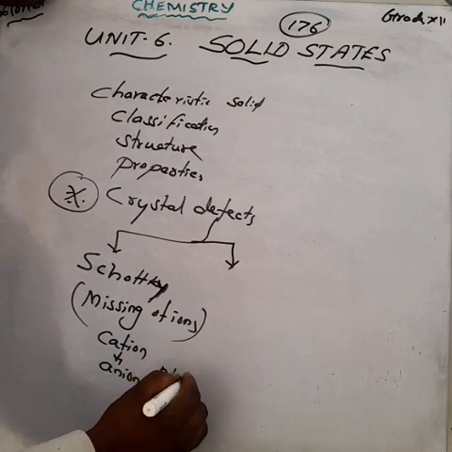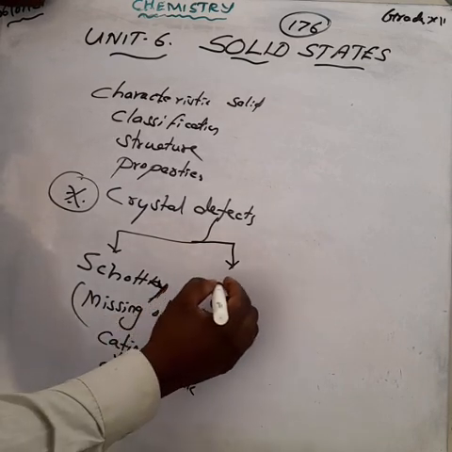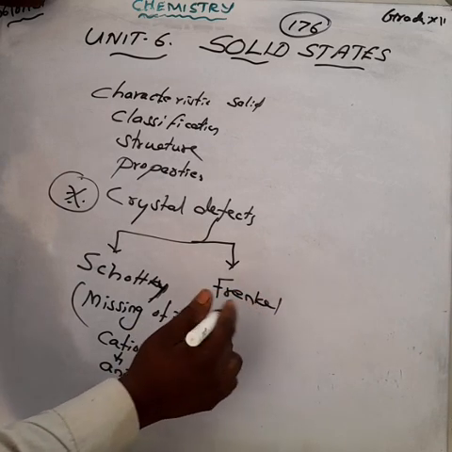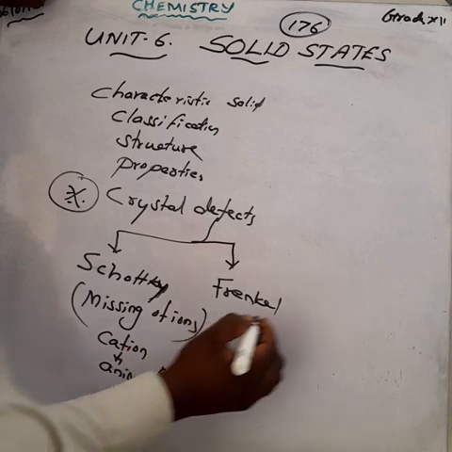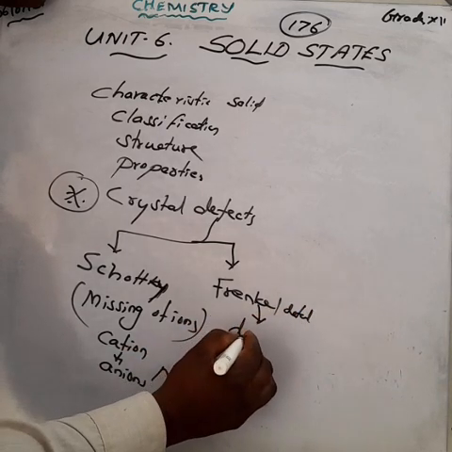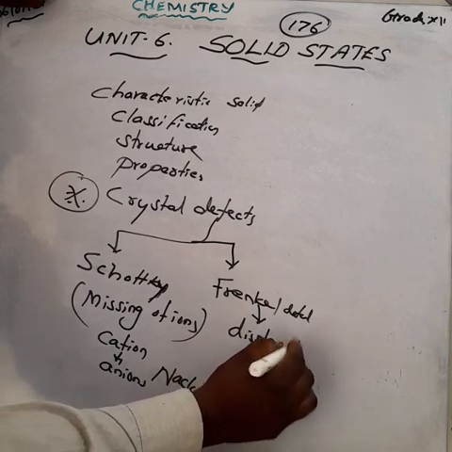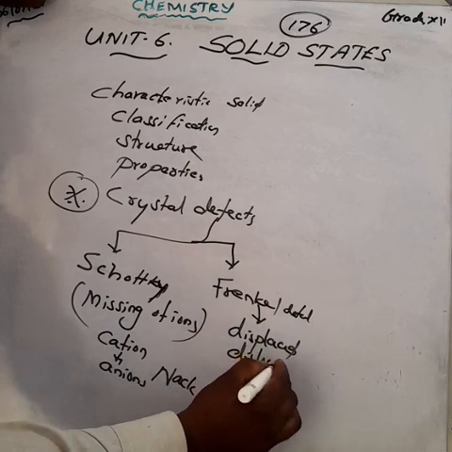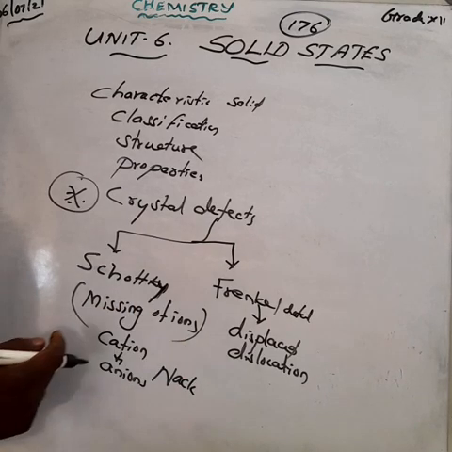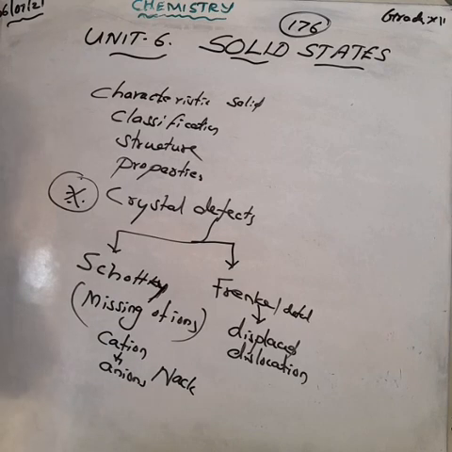Another defect we have to discuss is the Frenkel defect, F-R-E-N-K-E-L. We can say displaced atom, or dislocation of an atom. That means the ion which is missing from the lattice point occupies an interstitial position. That is a displaced atom, which we call a Frenkel defect. And I think two more defects are there.